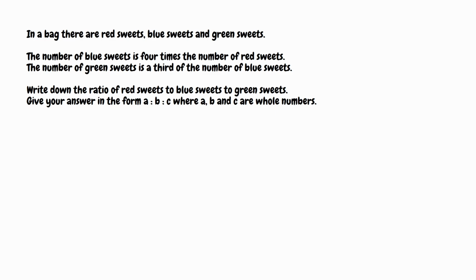So for this question, we have in a bag there are red sweets, blue sweets and green sweets. The number of blue sweets is 4 times the number of red sweets, and the number of green sweets is 1/3 of the number of blue sweets. Again, we need to write a ratio of red sweets to blue sweets to green sweets, giving our answer in the form of A to B to C, again where A, B and C are whole numbers.